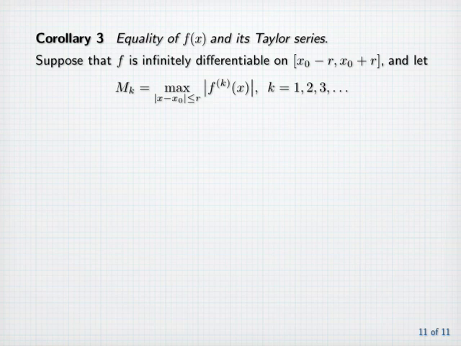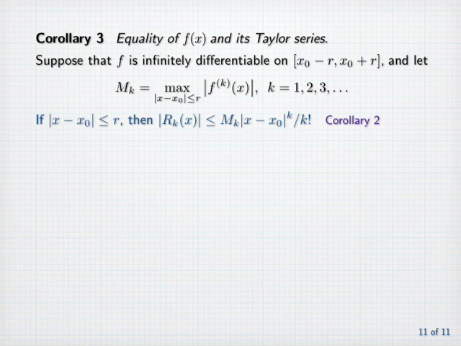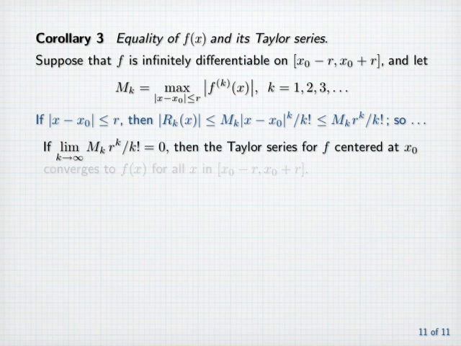Now by corollary 2, if the absolute value of x minus x naught is less than or equal to r, then the absolute value of the kth remainder at x is less than or equal to capital M sub k times the absolute value of x minus x naught to the kth power divided by k factorial, which in turn is less than or equal to capital M sub k times little r to the k divided by k factorial. So, if the limit as k goes to infinity of capital M sub k times little r to the k divided by k factorial equals 0, then the Taylor series for f centered at x naught converges to f of x for all x in the closed interval from x naught minus r to x naught plus r.